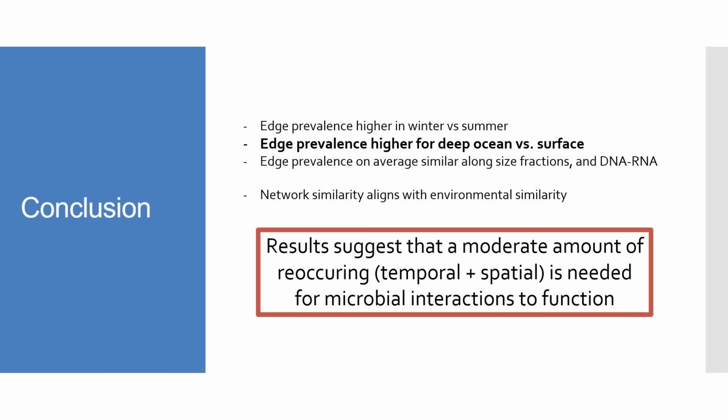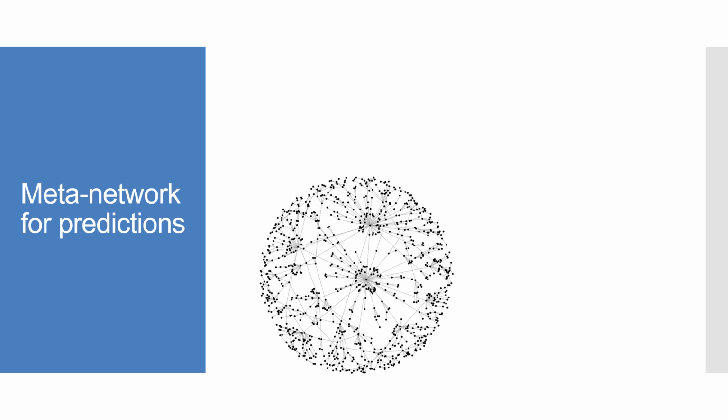We saw that network similarity aligned well with environmental similarity, which is a first indicator that microbial interactions are affected by environmental selection, but also that we can use environmental parameters to predict networks. Coming back to the meta-network, wouldn't it be cool to be able to do predictions of subnetworks for a specific environment and microbial constitution? Thinking of climate change and the global warming, we could predict the influence of rising temperatures on the microbial interactome.